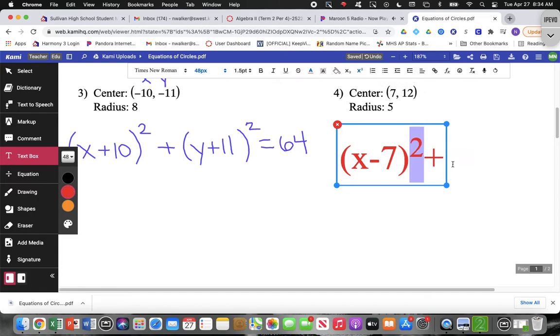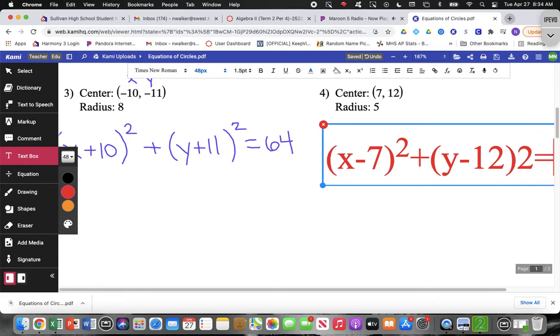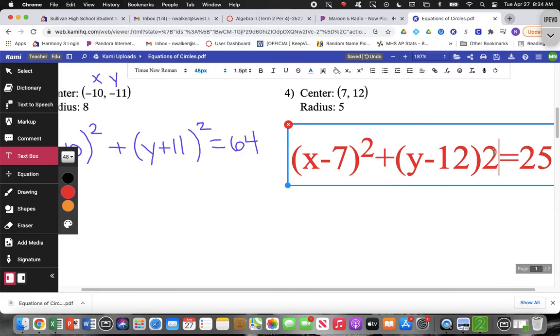There we go. So we've got x minus 7 squared. Now what would go in the second parentheses? y minus 12 squared, and all equals, and Donovan says equals 25. What do you think? And I'll make my exponents look nice.